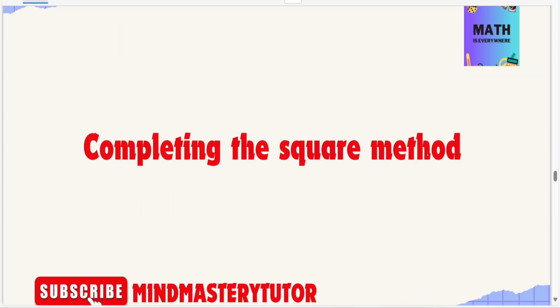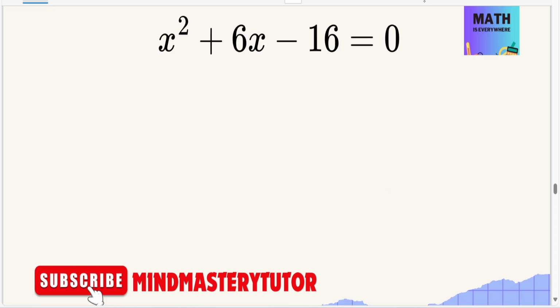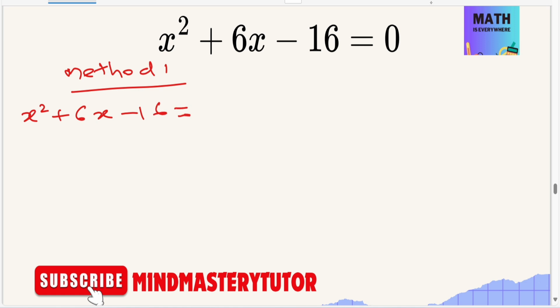Okay, now we will enter the completing the square method. Now completing the square method using this example, x squared plus 6x minus 16 equal to 0. You are told to solve this using completing the square. Now there are many methods of solving, so let me just state the one which is very easy. So method 1 to solve, what you do, let me write the equation: x squared plus 6x minus 16 equal to 0.